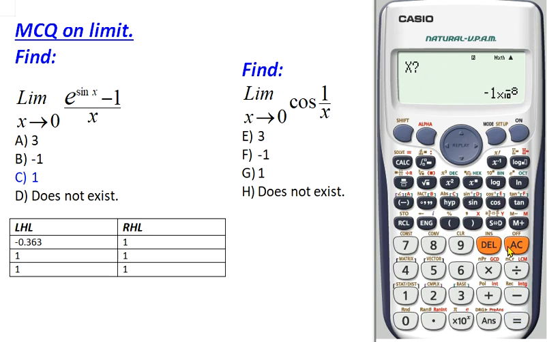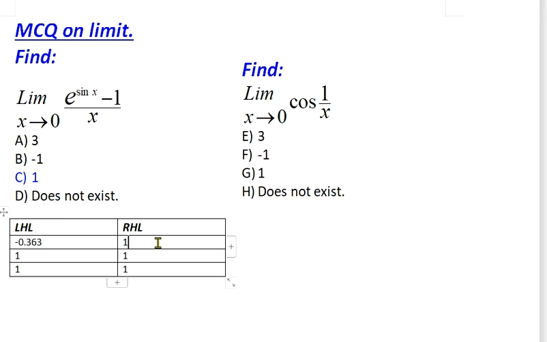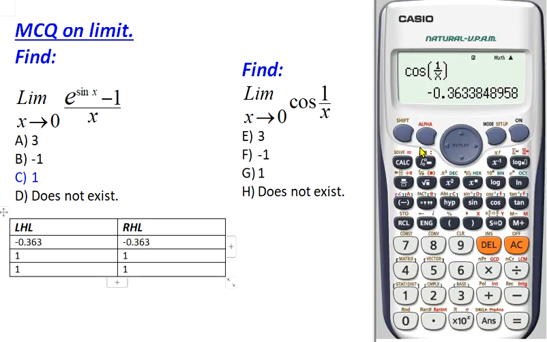Let's do the same thing for the right hand side limit. Let's approach 0 from the right hand side. 10 raised to the power of minus 8. This is the value of x very close to 0 from the right hand side, and the limiting value we call the right hand limit. Then press equals. Minus 0.363. Again the same: minus 0.363.